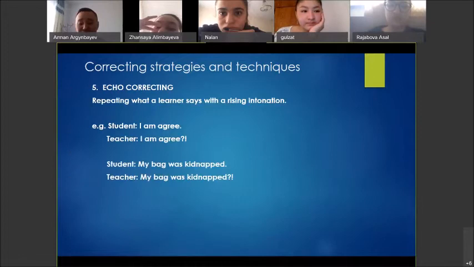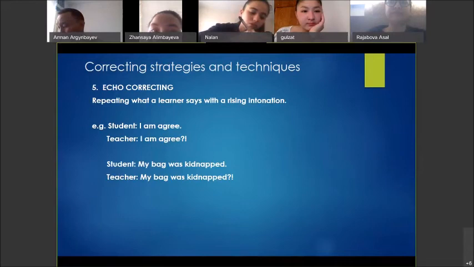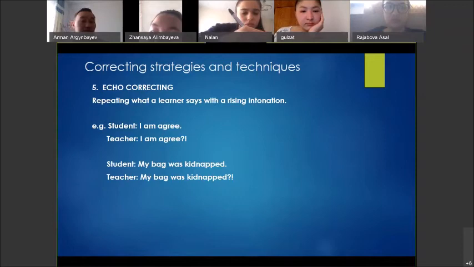What does it mean? Echo correcting means repeating what the learner says with rising intonation. I think Narima mentioned that. So we say exactly the same thing the student said, but with a rising intonation. For example, the student says, I'm agree. And the teacher says, I'm agree? And the student then corrects himself, like, oh, I agree.